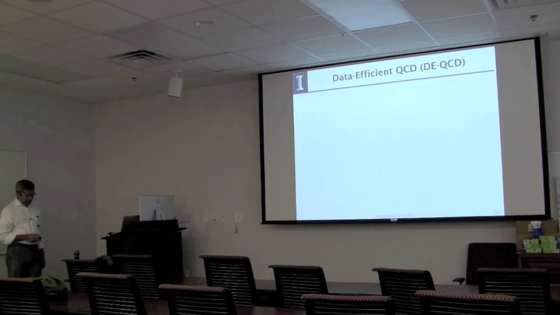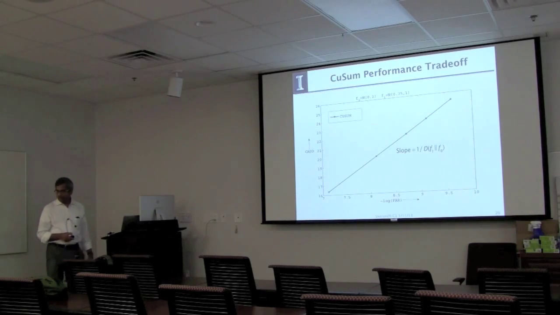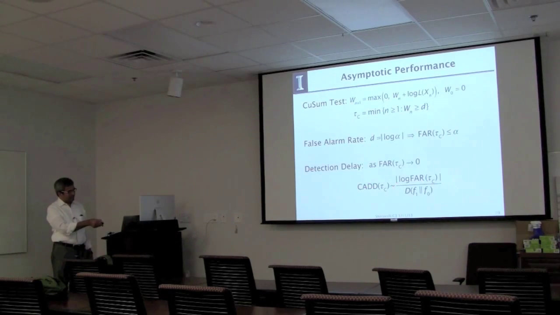Yeah, in fact, the constant can also be worked out. So what I've talked about here is first order asymptotics, where the ratio of these two quantities goes to 1 as the false alarm rate goes to 0. If you want higher order asymptotics, you can do it in the IID case.